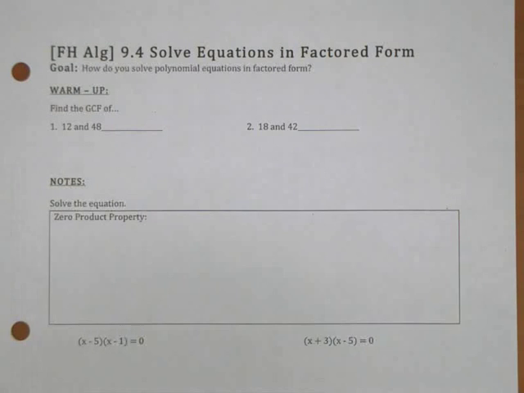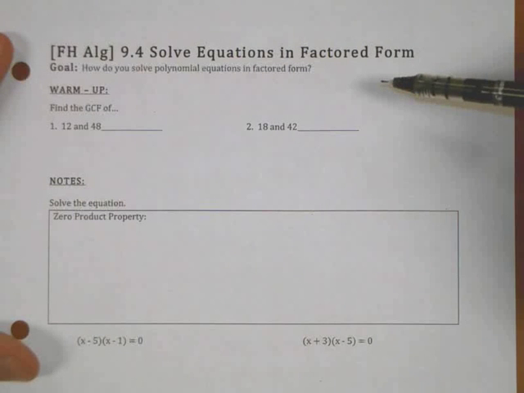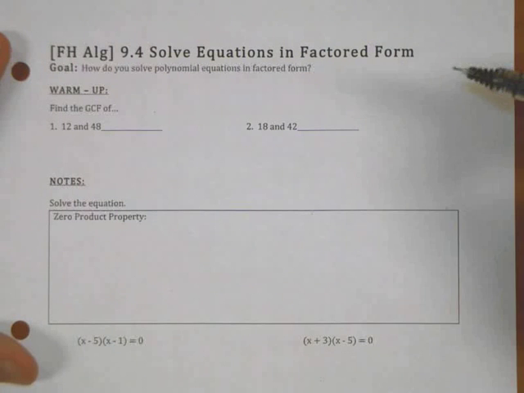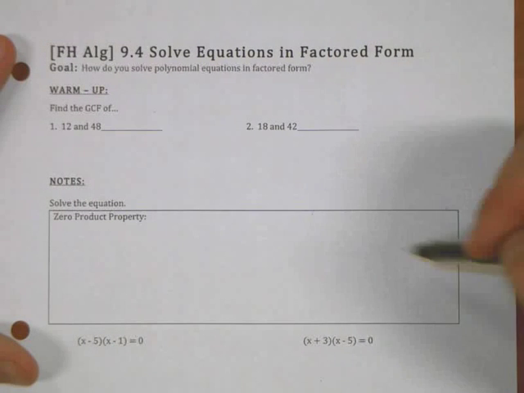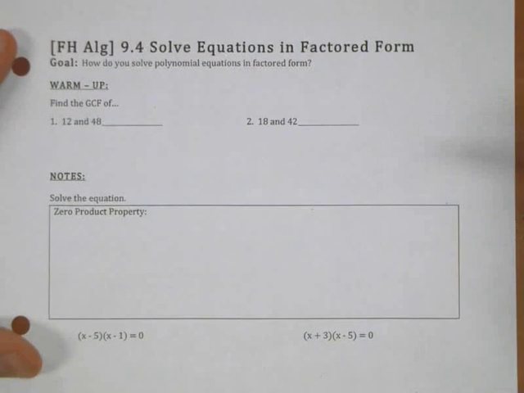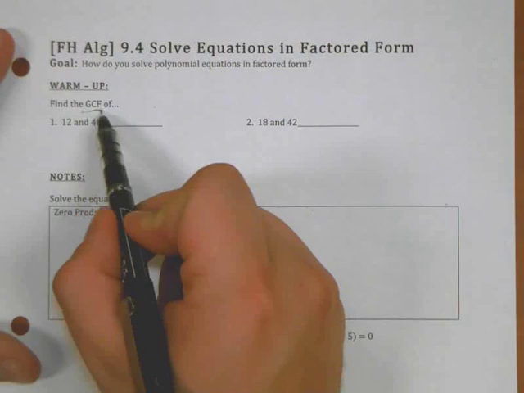Here are notes for section 9.4, solving equations in factored form. Up to this point, we've multiplied binomials, and we've shown some shortcuts in section 9.3. Today we're going to start to put everything we've done together into solving some new things we haven't seen before. So we'll start with finding the greatest common factor.